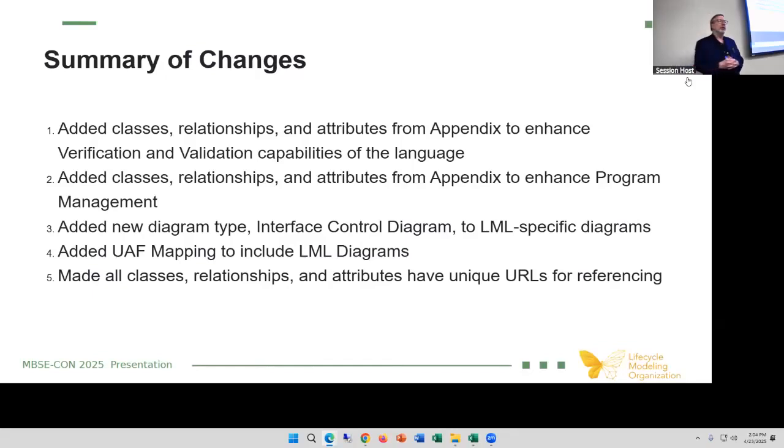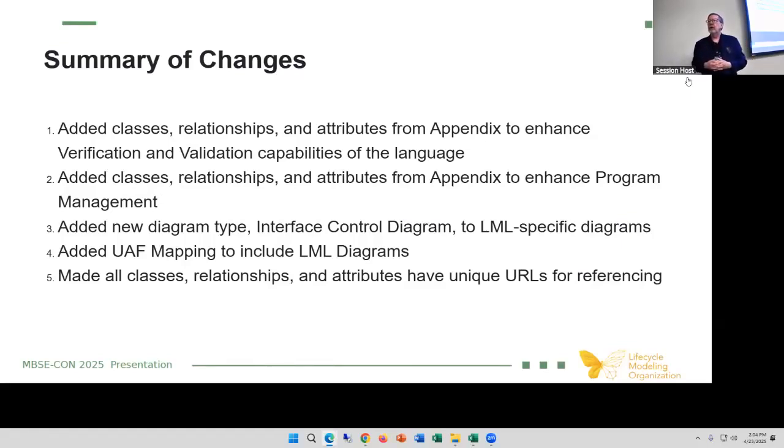Another thing we wanted to do was this interface control diagram that we came up with. It's the kind of thing you always drew, but there was no standard for it. We at least could not find a good interface control diagram standard. And since one of the most important things to do as a systems engineer is control your interfaces, we thought that might be a good idea. So we decided to add it to the mix and to make it official that it would be an LML standard.